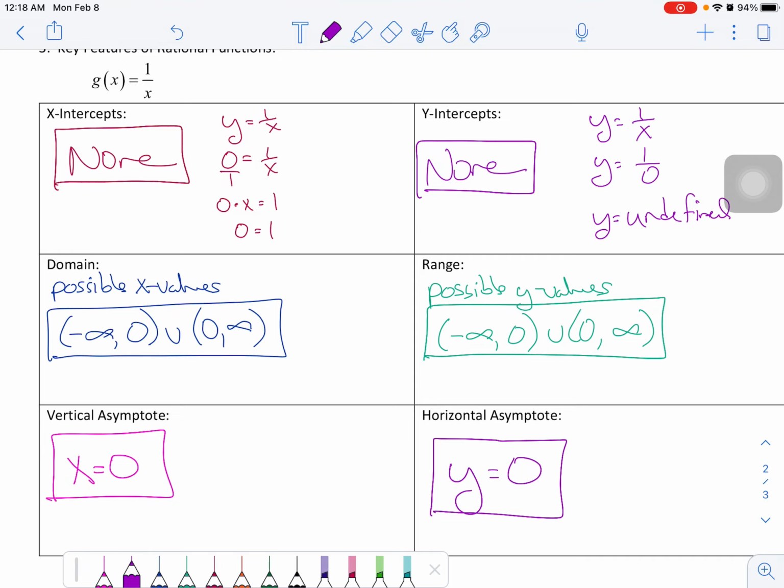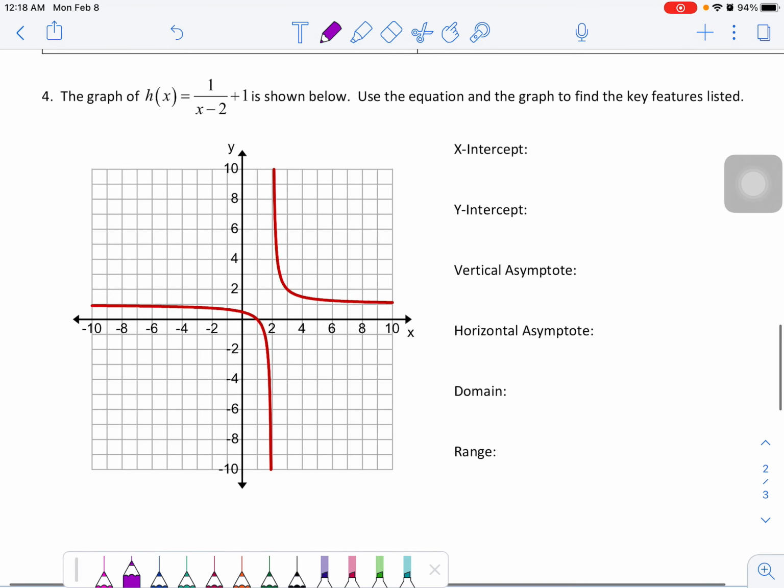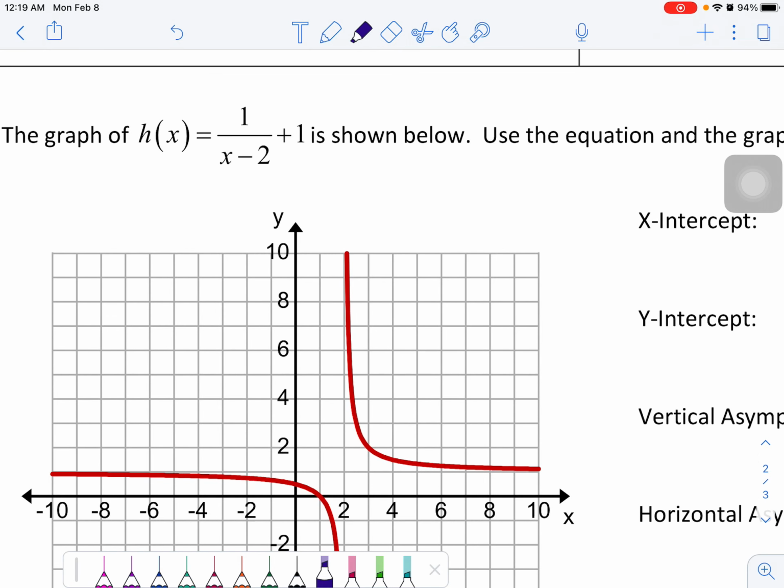Now, not all rational functions have those exact same answers. So we have an example here that is a transformed graph. Now, I'm going to do a quick reminder about transformation. We're going to do a lot more with transformations in lesson 2, but just as a quick reminder, we have a transformation right here that's attached to x, and we have a transformation right here that is attached to the function. So x minus 2, this minus 2 is a horizontal shift.